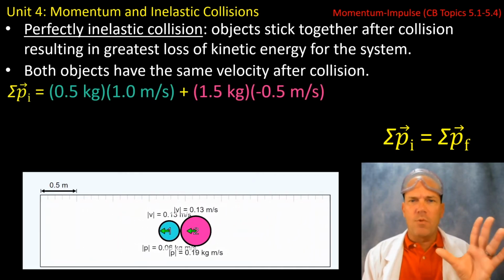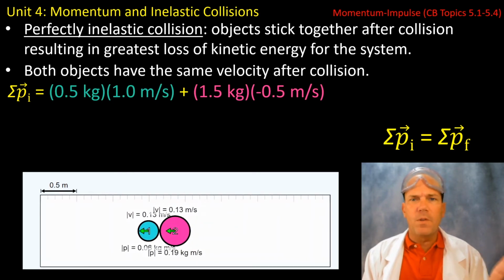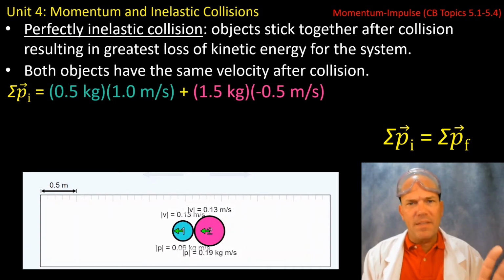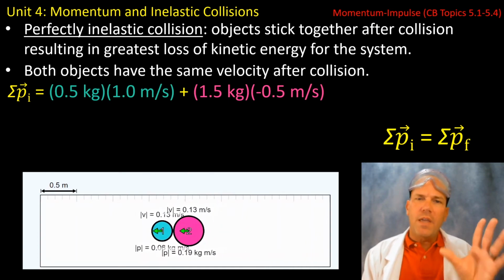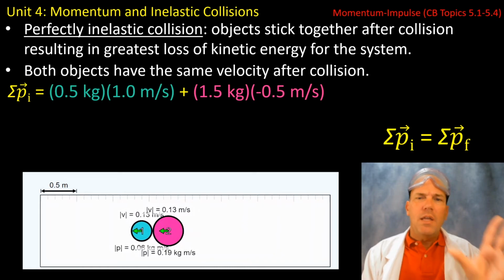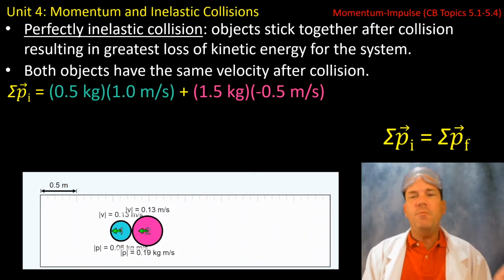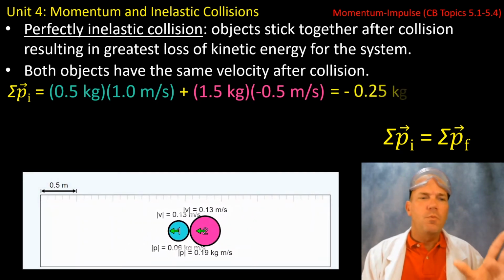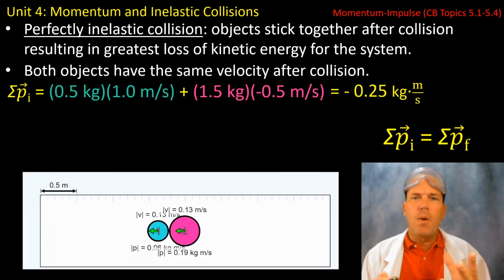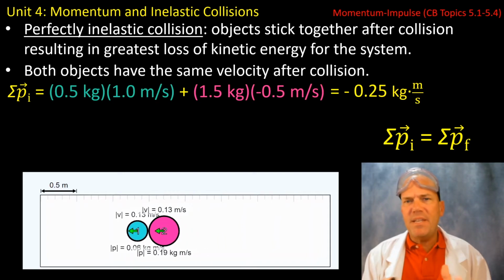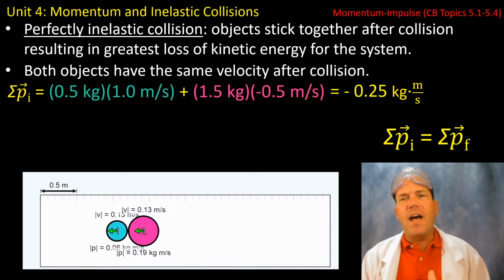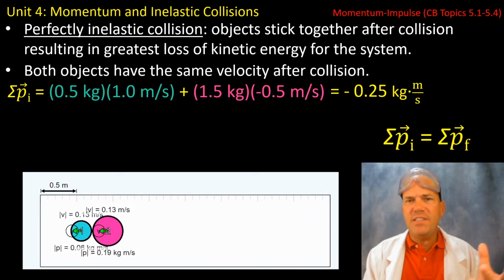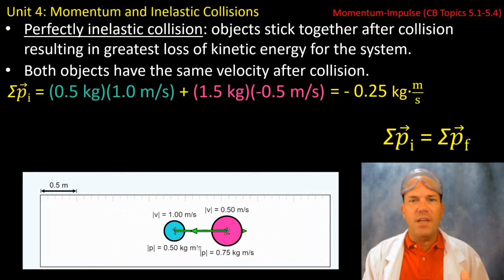Let's look at our initial momentum for the two-object system. Let's consider signage as momentum is a vector quantity. We have the magenta ball initially moving to the left, and we have the light blue colored ball initially moving to the right. We can calculate the initial momentum for the system to be negative 0.25 kilograms times meters per second.